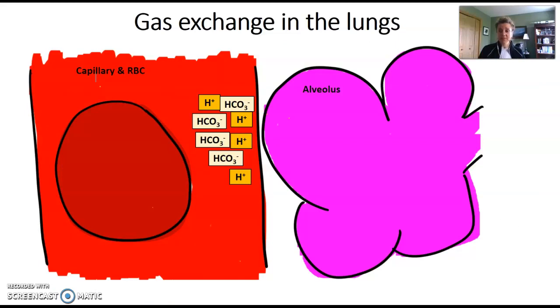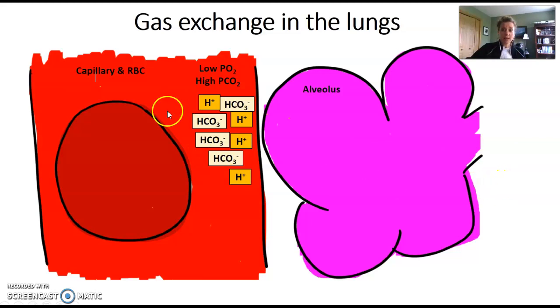Now we're looking at gas exchange in the lungs, and essentially this is just the reverse of what we saw of gas exchange in the tissues. And so once again, here's a capillary and a red blood cell. You can see that I have deoxygenated blood because I've got my pieces of carbon dioxide here, my hydrogen ions and my bicarbonate ions. And then over here, my pink blob, I guess, is the alveolus.